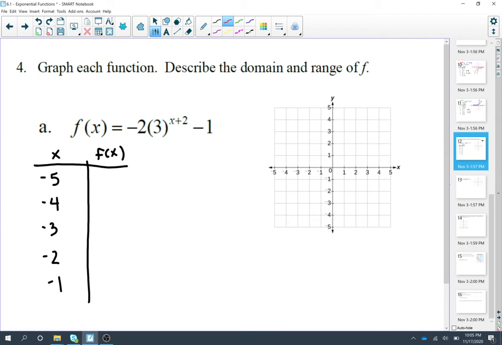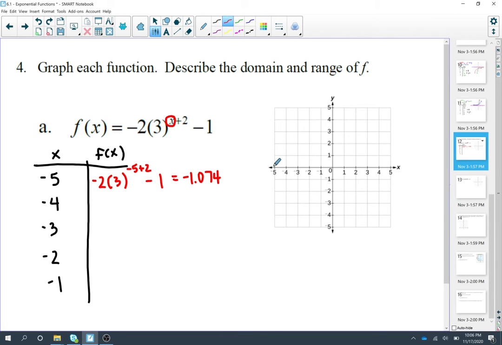So remember, what we're doing here is we're taking the -5 and substituting it in for the x, so it's going to look like -2 times 3 to the -5 plus 2 power. Okay, the whole thing is in the power. And then when that's done, we're going to subtract 1. Take a minute, try to get that in your calculator correctly. But what we're going to get here is -1.074. And we're just going to round that off at the thousandths place, and that's absolutely fine.